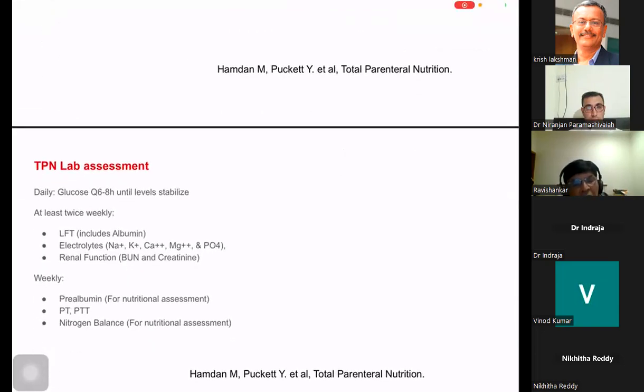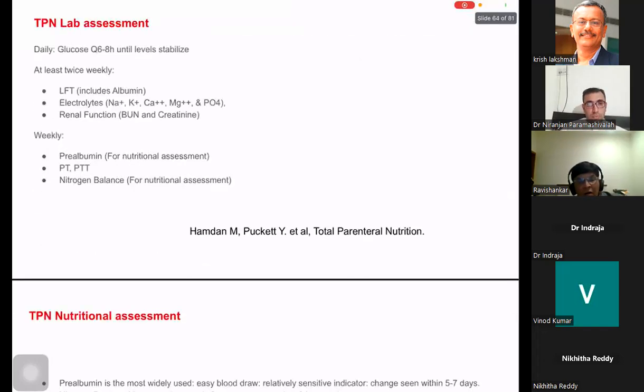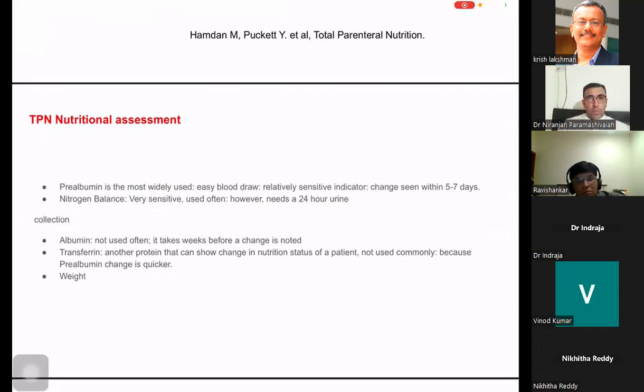For assessment of body condition after starting the TPN, we should measure glucose levels every 6th to 8th hourly, and at least twice a week LFT, electrolytes and renal function have to be done. Weekly pre-albumin, PT, APTT and nitrogen balance have to be done. And prior to starting TPN, you should check your phosphates and magnesium, those electrolytes, and LFT as a baseline.